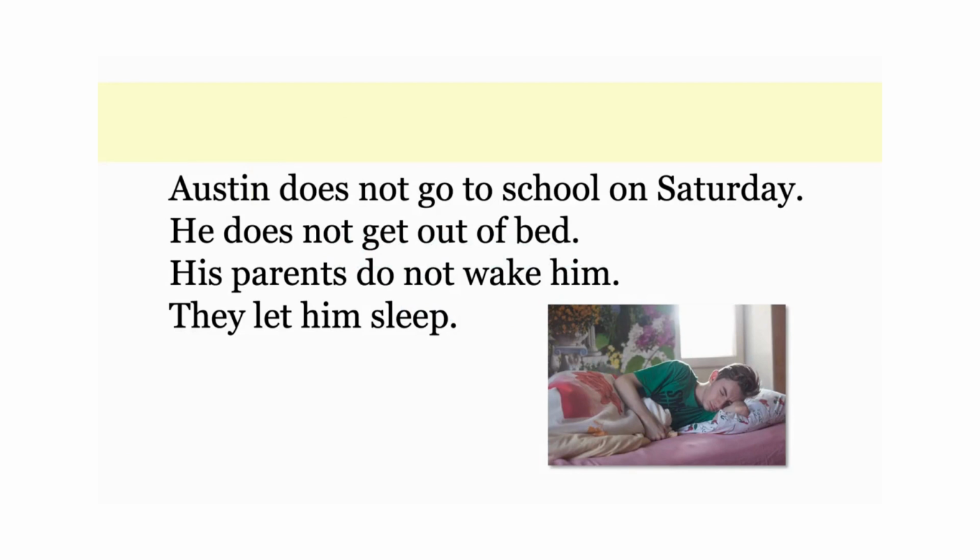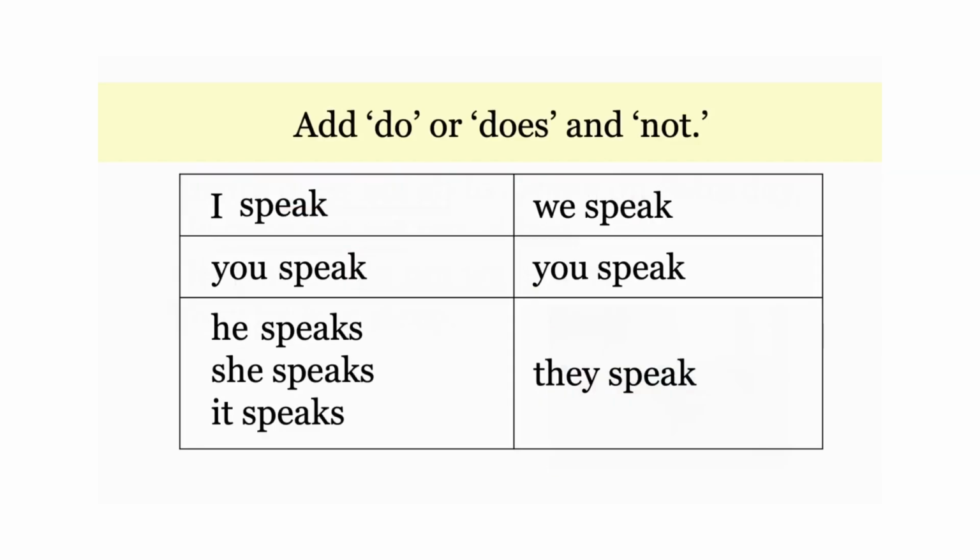Austin does not go to school on Saturday. He does not get out of bed. His parents do not wake him. They let him sleep. Do you see the negative forms? Does not go, does not get, and do not wake. These are the negative forms for the simple present.